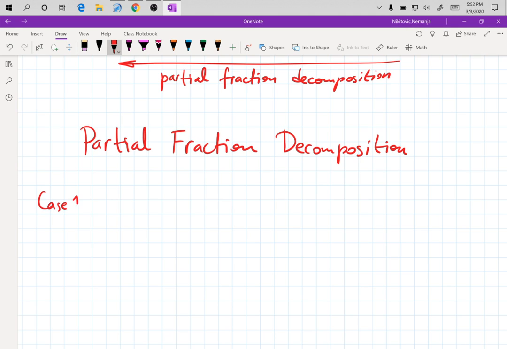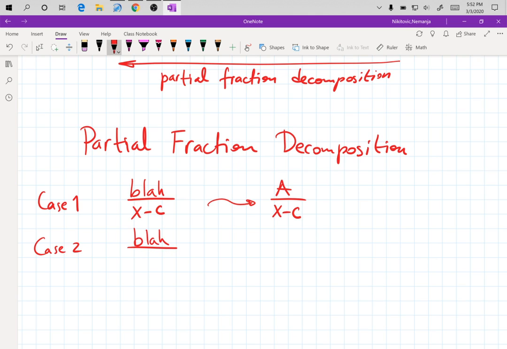Case 1 is, now I am writing, blah over x minus c, which will be set up as A over x minus c. Case 2, blah over x minus c squared, will be set up as A over x minus c plus B over x minus c squared.